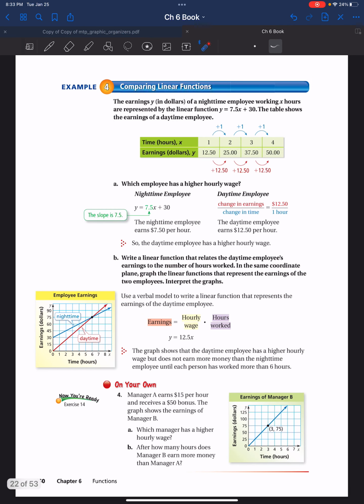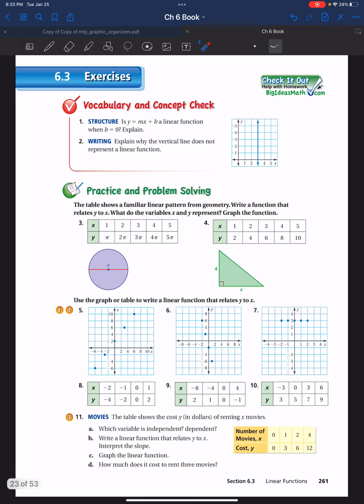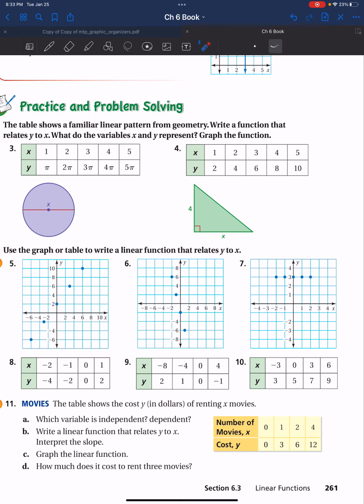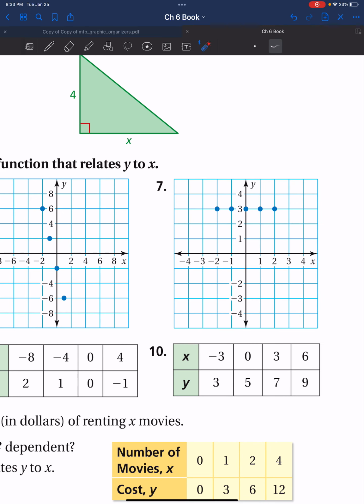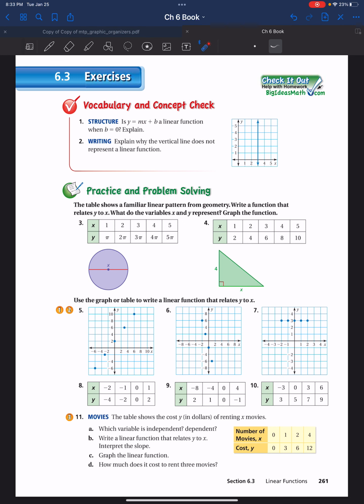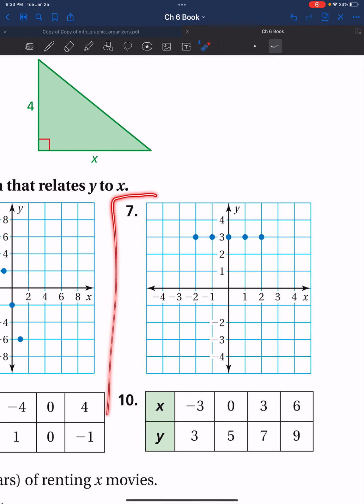All right, guys, here is your exit ticket. Are you ready? Grab an exit ticket. At the top of it, you're going to write 6.3 and your name. All right, 2 questions, guys. Let's do this one. Ooh, this one's so tricky. Okay. Let's do number 7 and number 10. I'm on page 261 in your book. I want you to do these 2 questions.